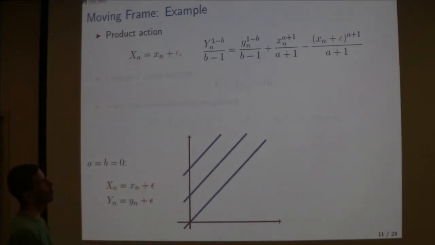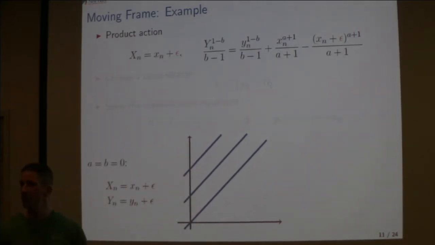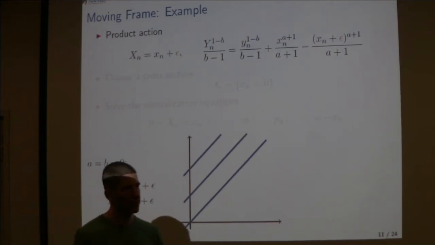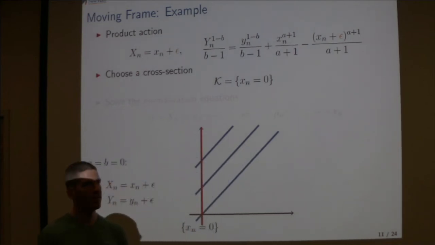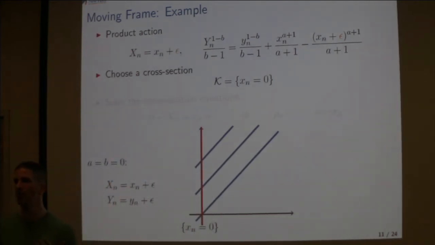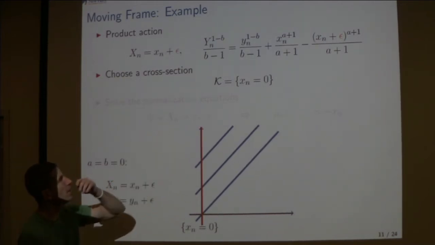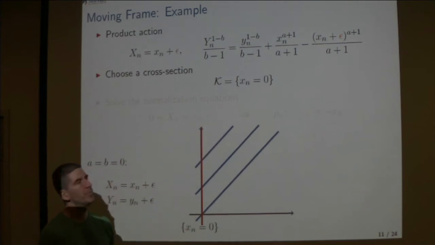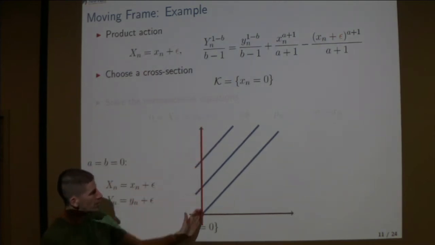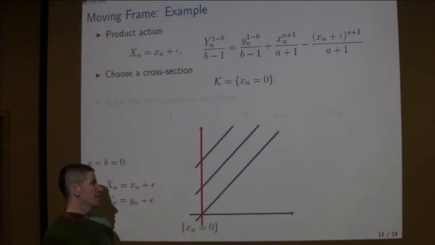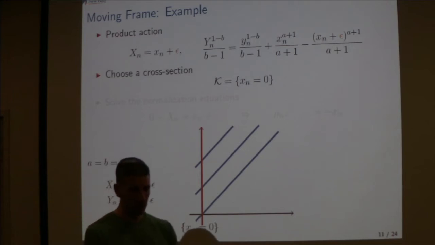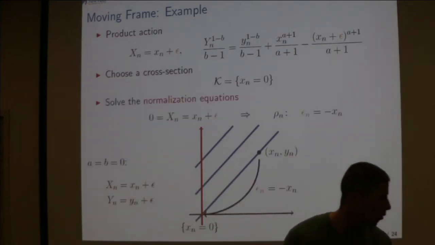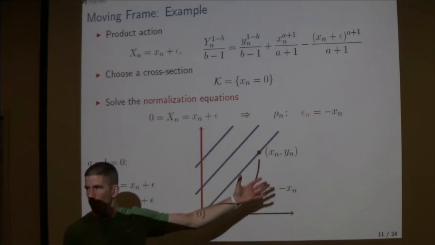So in order to construct a moving frame, we need to choose a cross section to these lines. Obviously the choice of the cross section is not unique, and so we choose the one which will make the computation as simple as possible. As an example, we can say we'll set xn equal to 0. So we're choosing the cross section which is essentially the y-axis.